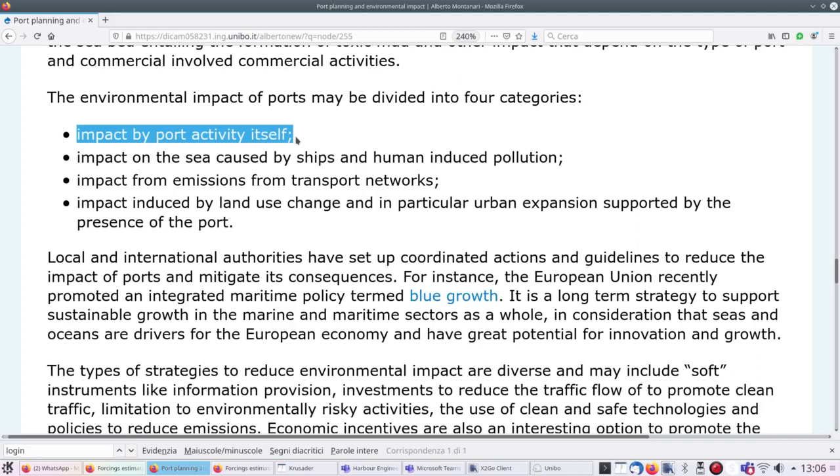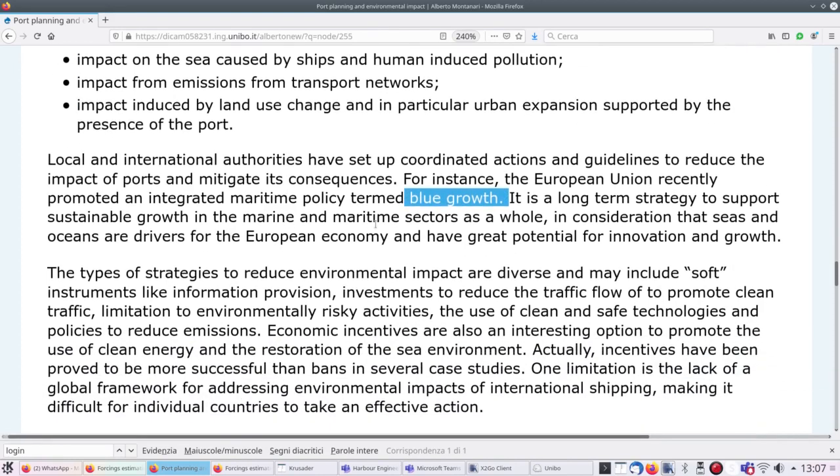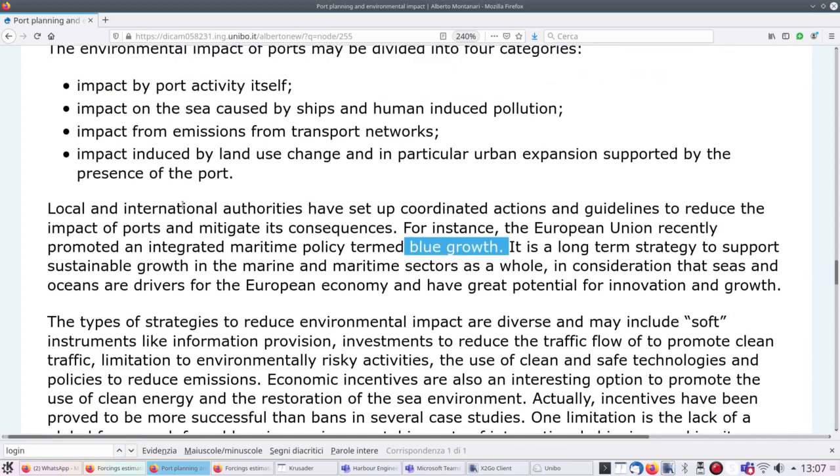And therefore, we have several laws in force which set up guidelines to reduce the impact of ports. Again, we have to make reference to national and international standards. There are some directives from the European Union, if you refer to Europe, which also promoted an integrated maritime policy termed Blue Growth, which you can find described in the link given here. It's a long-term strategy to support sustainable growth in the marine and maritime sectors as a whole.